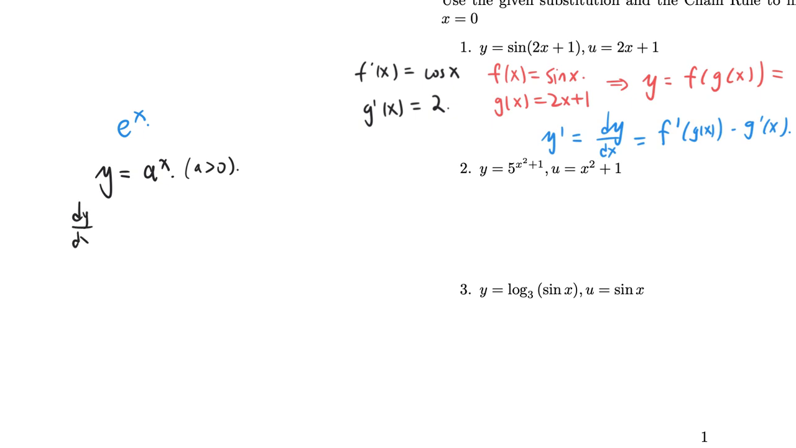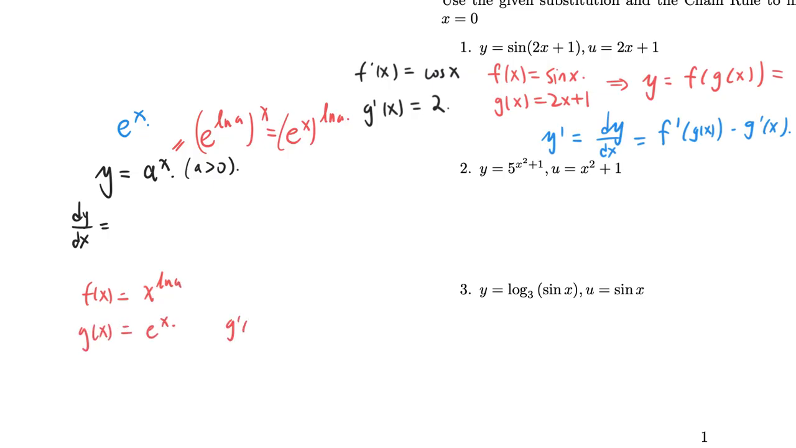So dy over dx we want to find. And again, we're going to apply the chain rule. We can rewrite this as e to the ln a to the x, and this could be rewritten as e to the x to the ln a. So then we can let f of x be equal to x to the ln a, and we can let g of x be equal to e to the x. So then g prime of x is equal to e to the x, and f prime of x is equal to ln a times x to the ln a minus 1 by the power rule. So then we can start plugging things in.